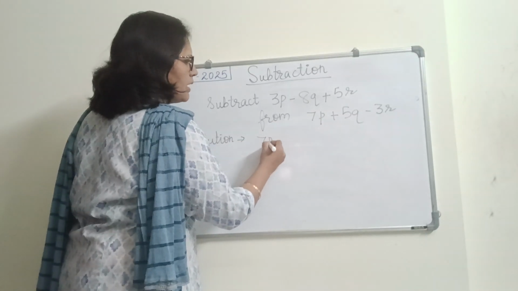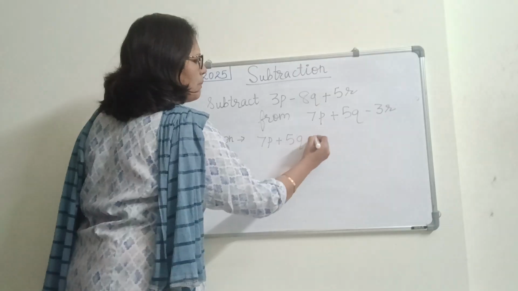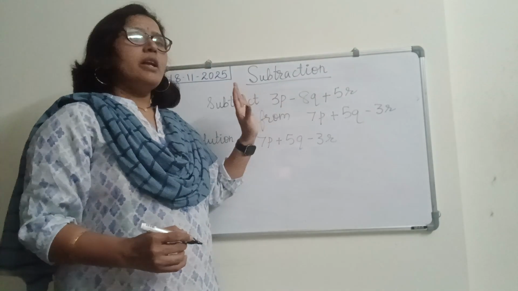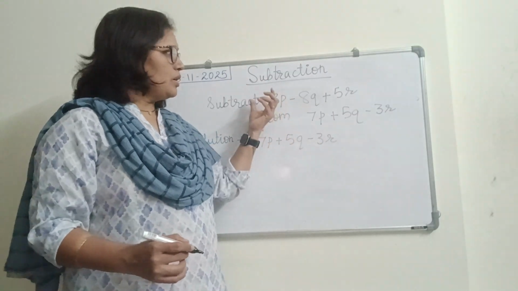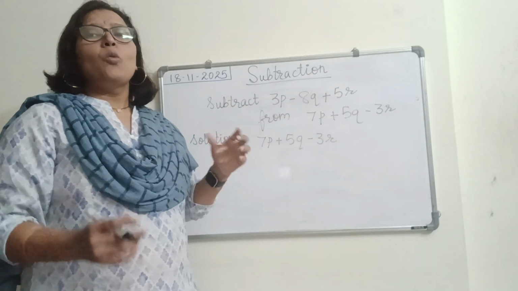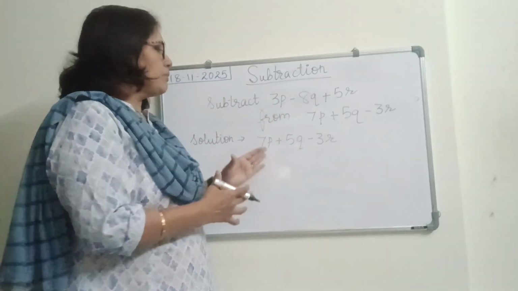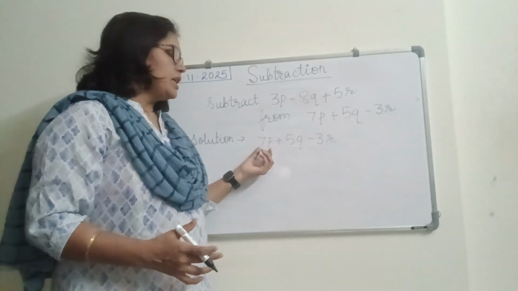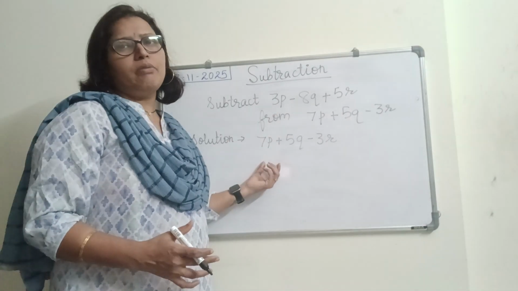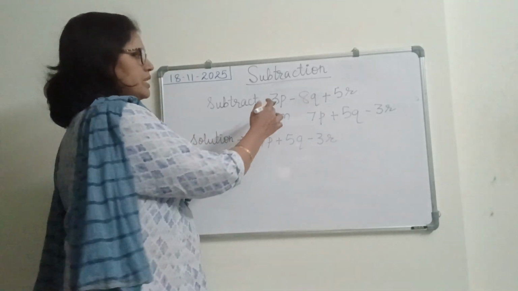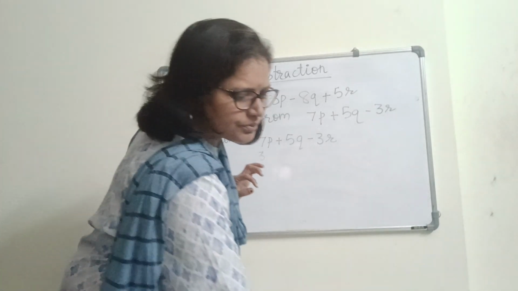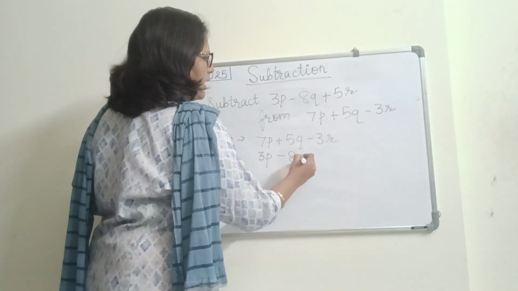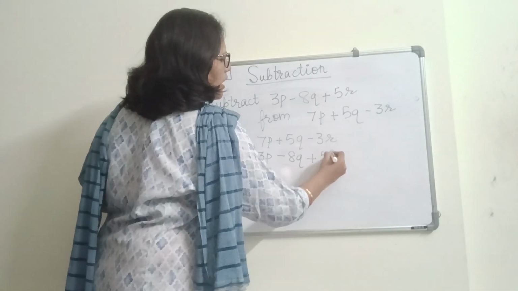Take this 7p plus 5q minus 3r. So the first row is written now. When we are arranging the second row, wherever the like terms are, they will come under each other. So 8q will not come here, because the p terms will come under the 7p. So what is here then? 3p minus 8q plus 5r.